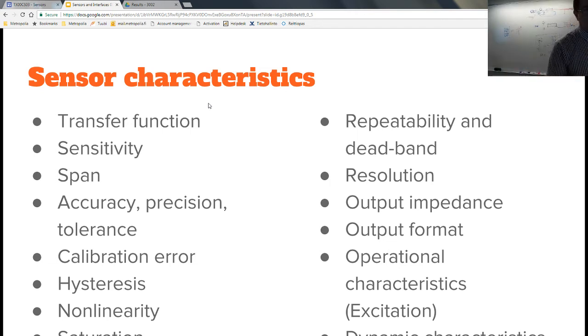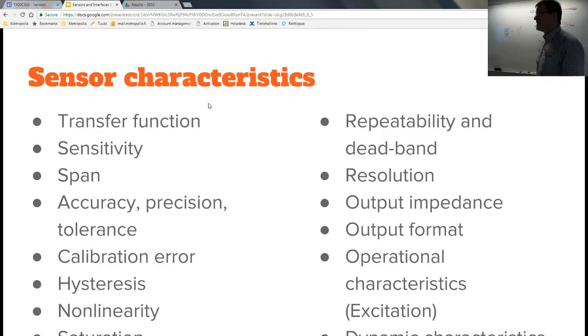Then there's of course calibration error. All the sensors in principle should be calibrated before using, and then the calibration is never really accurate. That's why we need calibration, but we have a whole section about the calibration later.